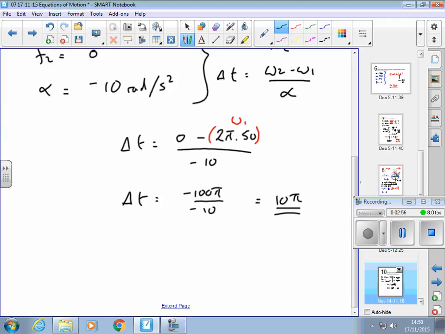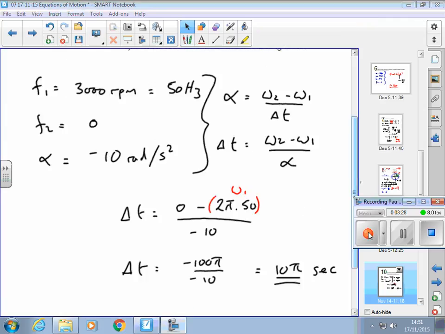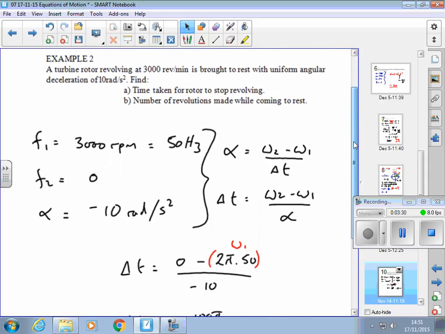I could leave the answer in terms of pi, because as soon as I start working it out, I'm going to get a decimal, aren't I? I'm going to be rounding. I could leave it as 10 pi seconds. But if I want to actually know what that is, I'd work it out. Times that by pi, it's about 31.4 seconds. But it might be worth leaving it as 10 pi, particularly if I'm going to carry on and put that value into the second part of the problem. So the time for part A, 10 pi seconds.